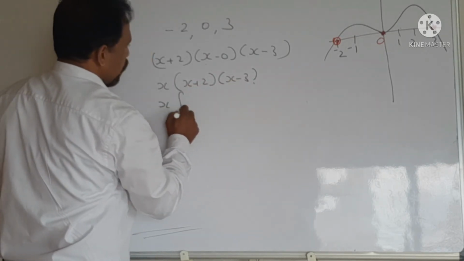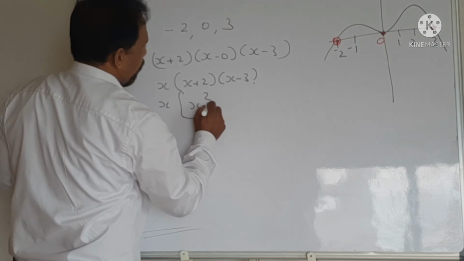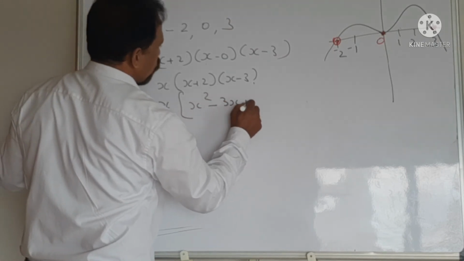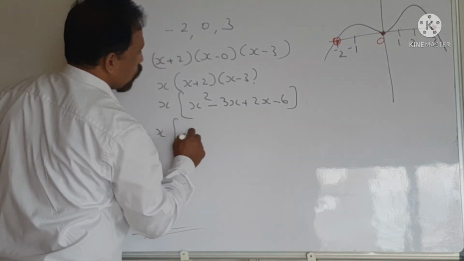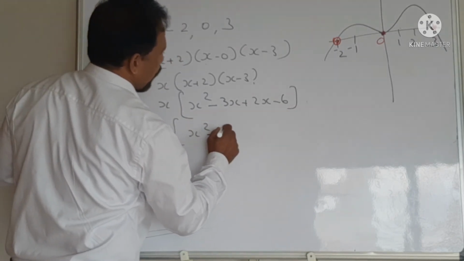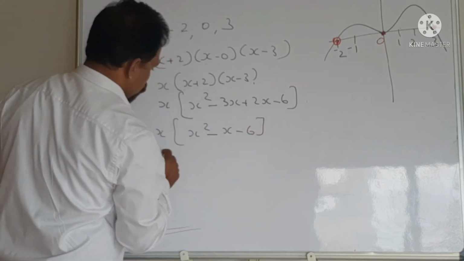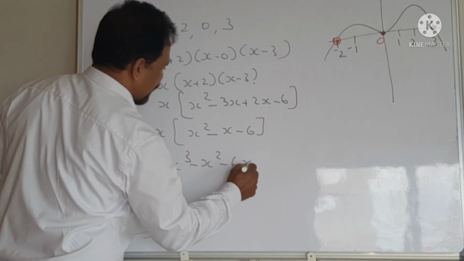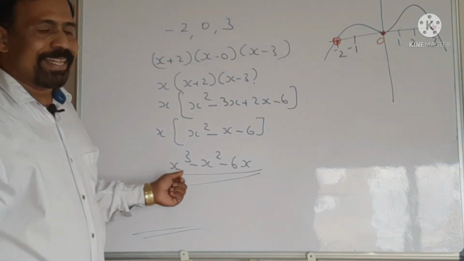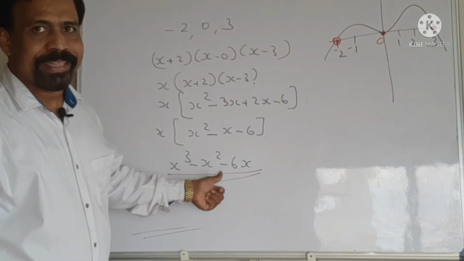So here it will be x squared minus 3x plus 2x minus 6. So it will be x into x squared minus x minus 6. So it will be x cube minus x squared minus 6x. So our answer is x cube minus x squared minus 6x.